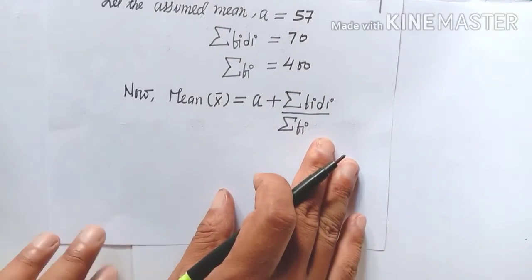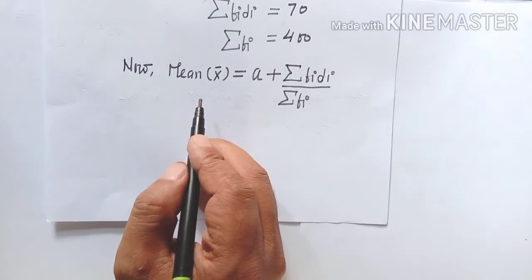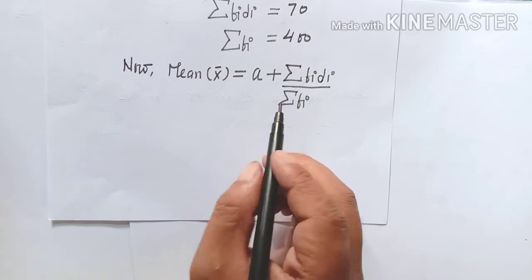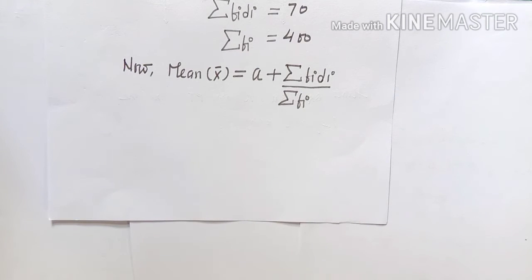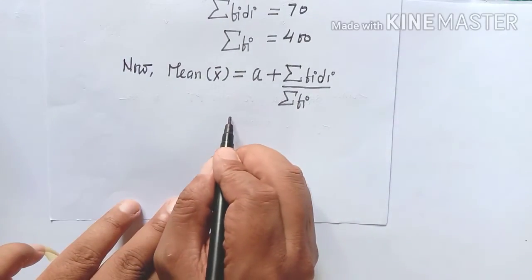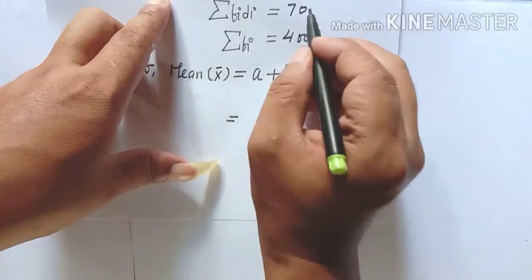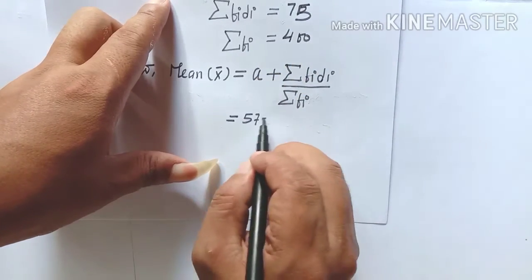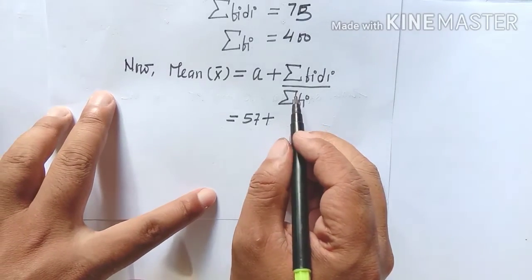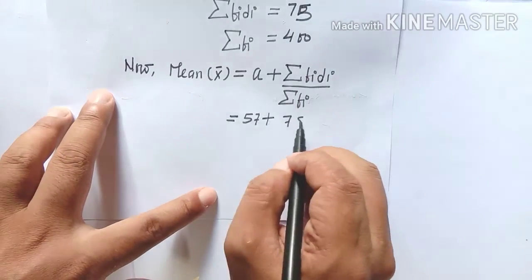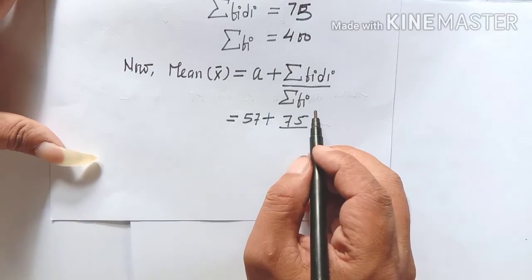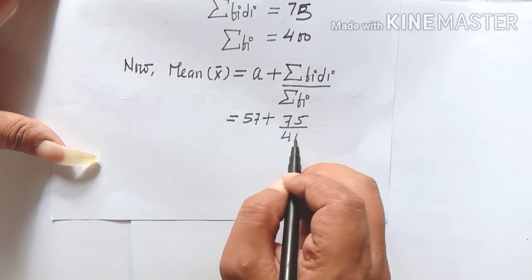Now take the formula. By using here a shortcut method, it is also known as assumed mean method, which is equal to a plus sigma fi di upon sigma fi. Now you can substitute the values here. We have a value 57 plus sigma fi di value 75. Now divided by sigma fi value, which is equal to 400.